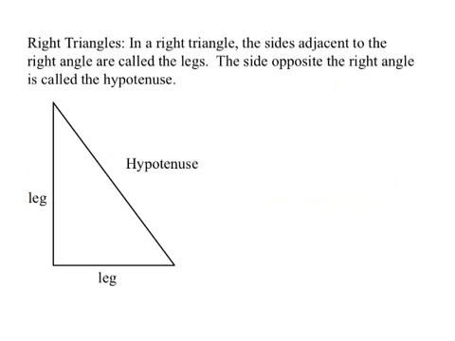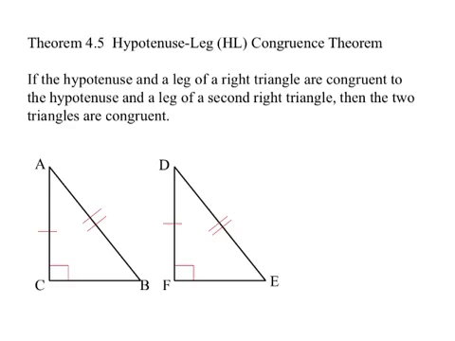Right triangles. In a right triangle, the sides adjacent to the right angle are called the legs. So this is my right angle, and the sides adjacent to it are called the legs. The side opposite the right angle is called the hypotenuse. So we have another theorem, theorem 4-5. The hypotenuse leg congruence theorem. If the hypotenuse and the leg of a right triangle are congruent to the hypotenuse and the leg of a second right triangle, then the two triangles are congruent. So I have the hypotenuse and a leg, hypotenuse and a leg.